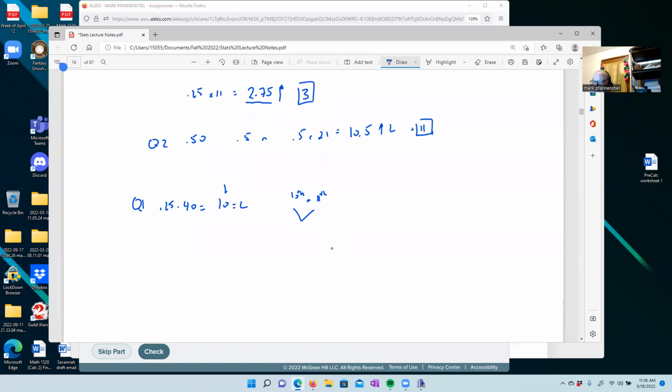And then the last thing we have to deal with that has to do with quartiles is something called the IQR, the interquartile range. And this is another formula you probably have to memorize. That's Q3 minus Q1. So whatever we found in quartile 3 minus whatever we found in quartile 1, that's going to be our value there.